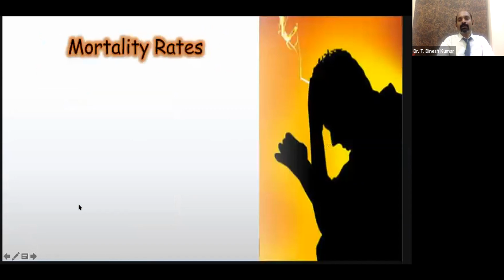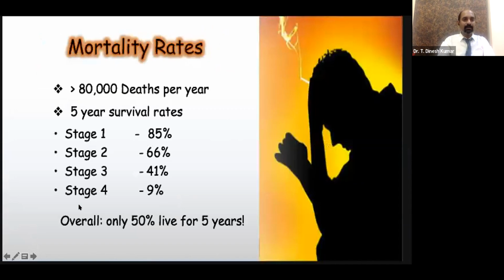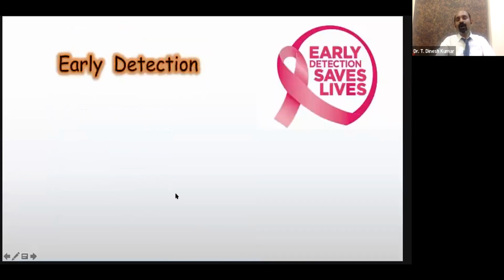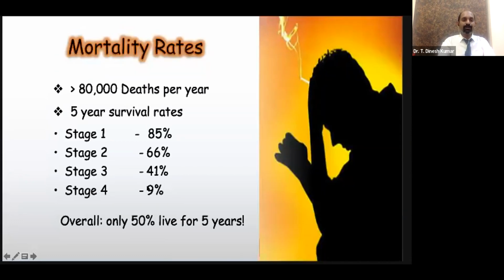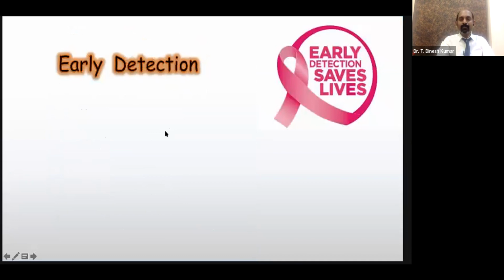Despite all of this, with the rapid increase in multimodal therapy, the number of deaths has not gone down and the 5-year survival rates have not gone up. If you see stage 4 tumors, they still have only a 9% survival rate. So what is the key for improving survival? Stage 1 cases survive for a longer period of time, with an 85% 5-year survival rate. So the key for improved survival and success rates of treatment is early detection.